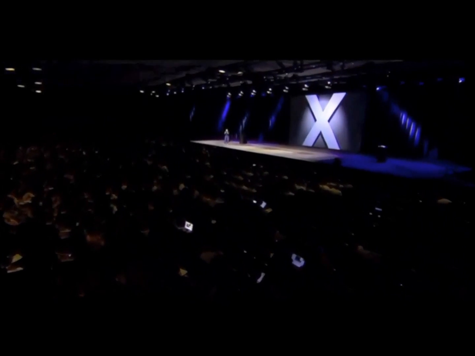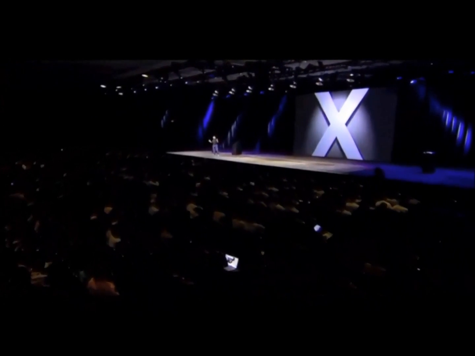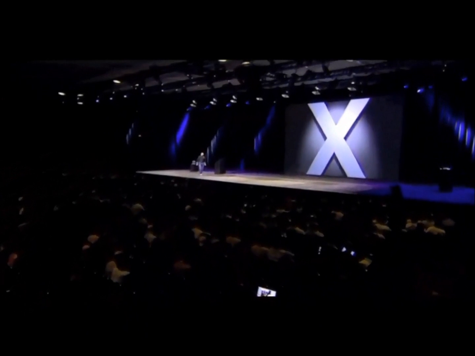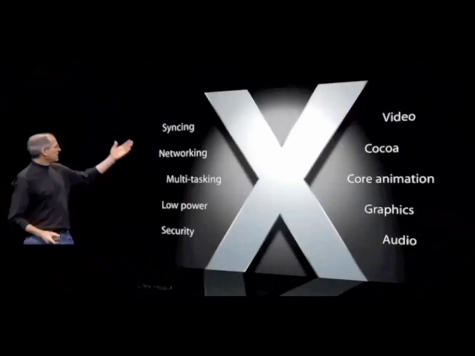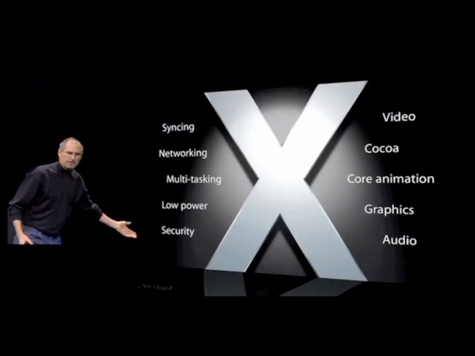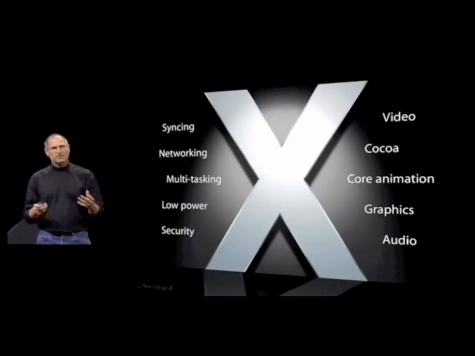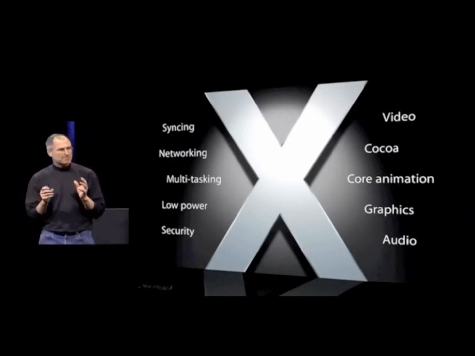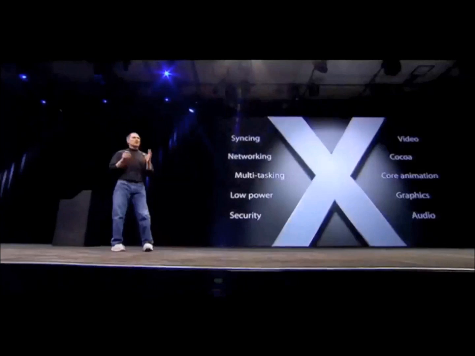Now, why would we want to run such a sophisticated operating system on a mobile device? Well, because it's got everything we need. It's got multitasking. It's got the best networking. It already knows how to power manage. We've been doing this on mobile computers for years. It's got awesome security. And to write apps, it's got everything from Cocoa and the graphics, and it's got Core Animation built in, and it's got the audio and video that OS X is famous for. It's got all the stuff we want, and it's built right in to iPhone.